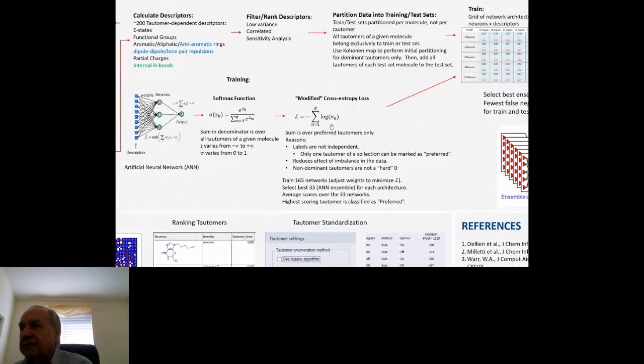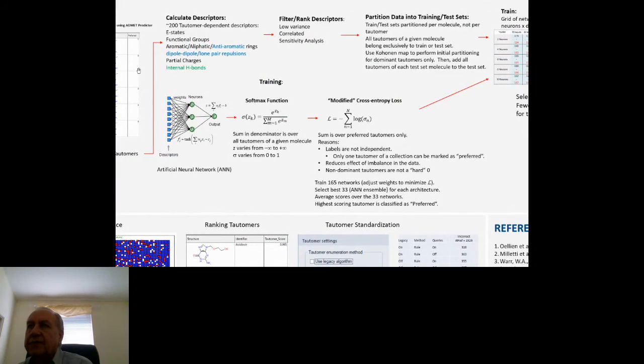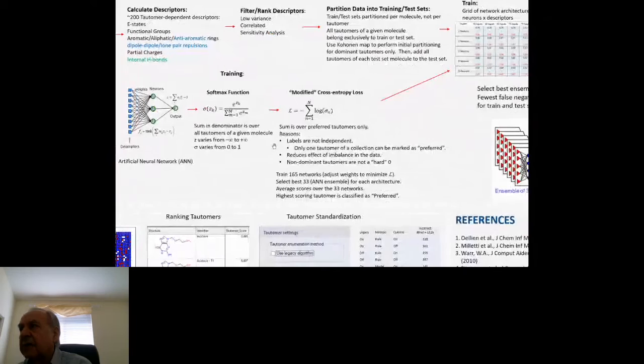You can find this discussed in the literature, but with a bit of a tweak here, where this sum is performed over the preferred tautomers only. The reason being that these labels across all the rows are not independent. So only one tautomer of the collection is marked with the 1. If I were to flip one of these to a 1, this would flip the preferred tautomer here to a 0. So part of that was to address that by summing over the preferred tautomers. It also reduces the effect of imbalance, as there are many more non-dominant tautomers compared to dominant tautomers. And also it tends to equally weight the tautomers of the molecules the same.